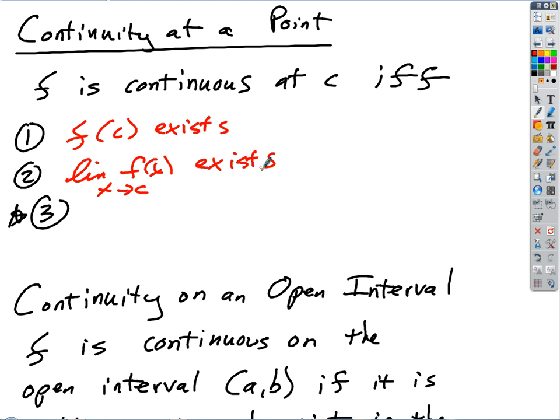Really, that's the one I would claim sums up the other two. If you remember, the third one presumes the existence of the first two. And so really, I think that one says it all.